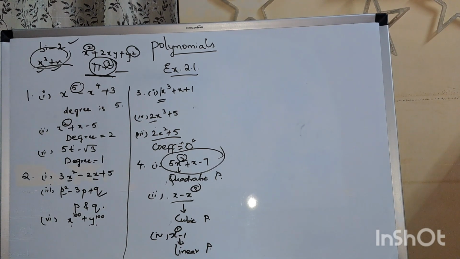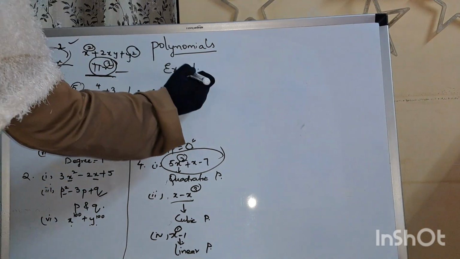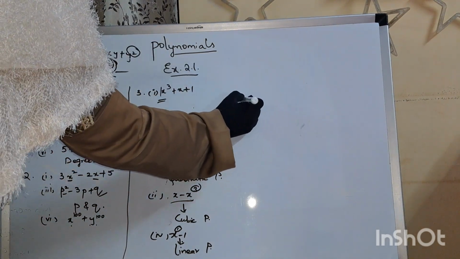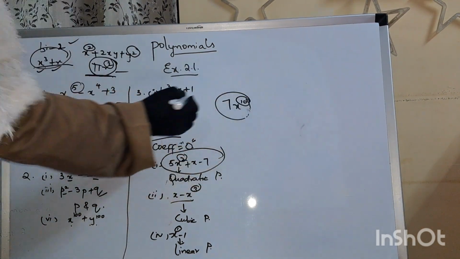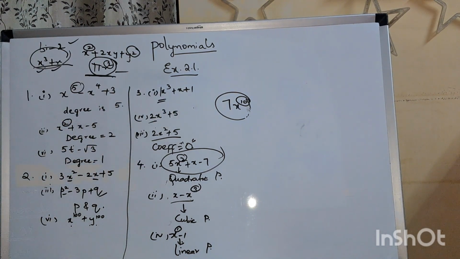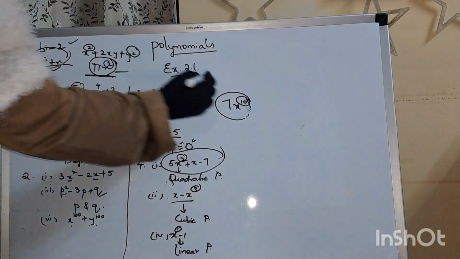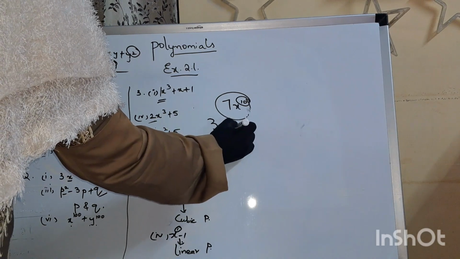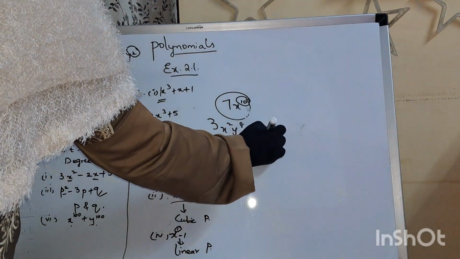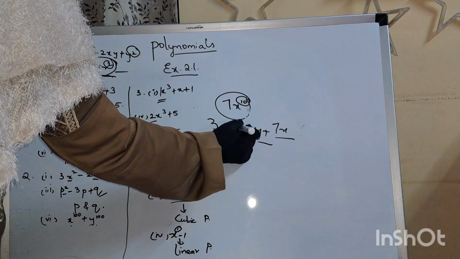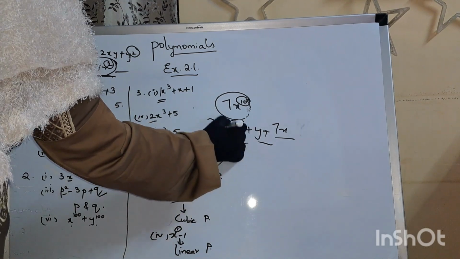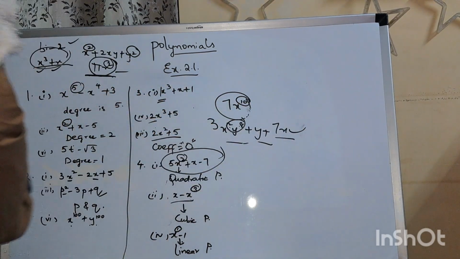The last question in this exercise is give one example each of the monomial and trinomial of degree 10. Degree 10 means any variable to the power of 10. For example, 7x power 10, right? This is a monomial with degree 10. And they're asking for a trinomial of degree 10. If I take 3x square y power 8 plus y plus 7x, so 3 terms, and here 2 and 8. So what is the degree? 10. So this is a trinomial with degree 10.